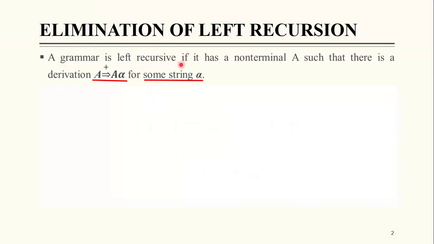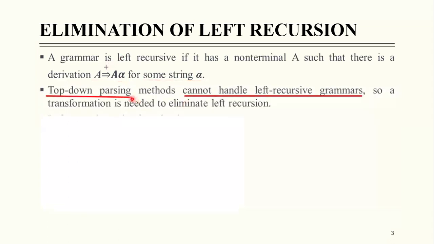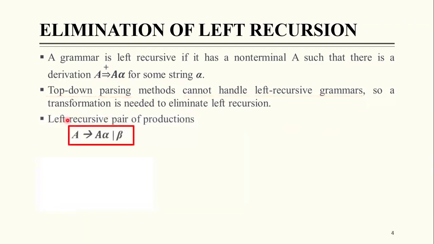A grammar is left recursive if it has a non-terminal A such that there is a derivation A derives A alpha for some string alpha. Top-down parsing methods cannot handle left recursive grammars, so a transformation is needed to eliminate the left recursion. The left recursion will be in the form of a pair of productions, A derives A alpha or beta.